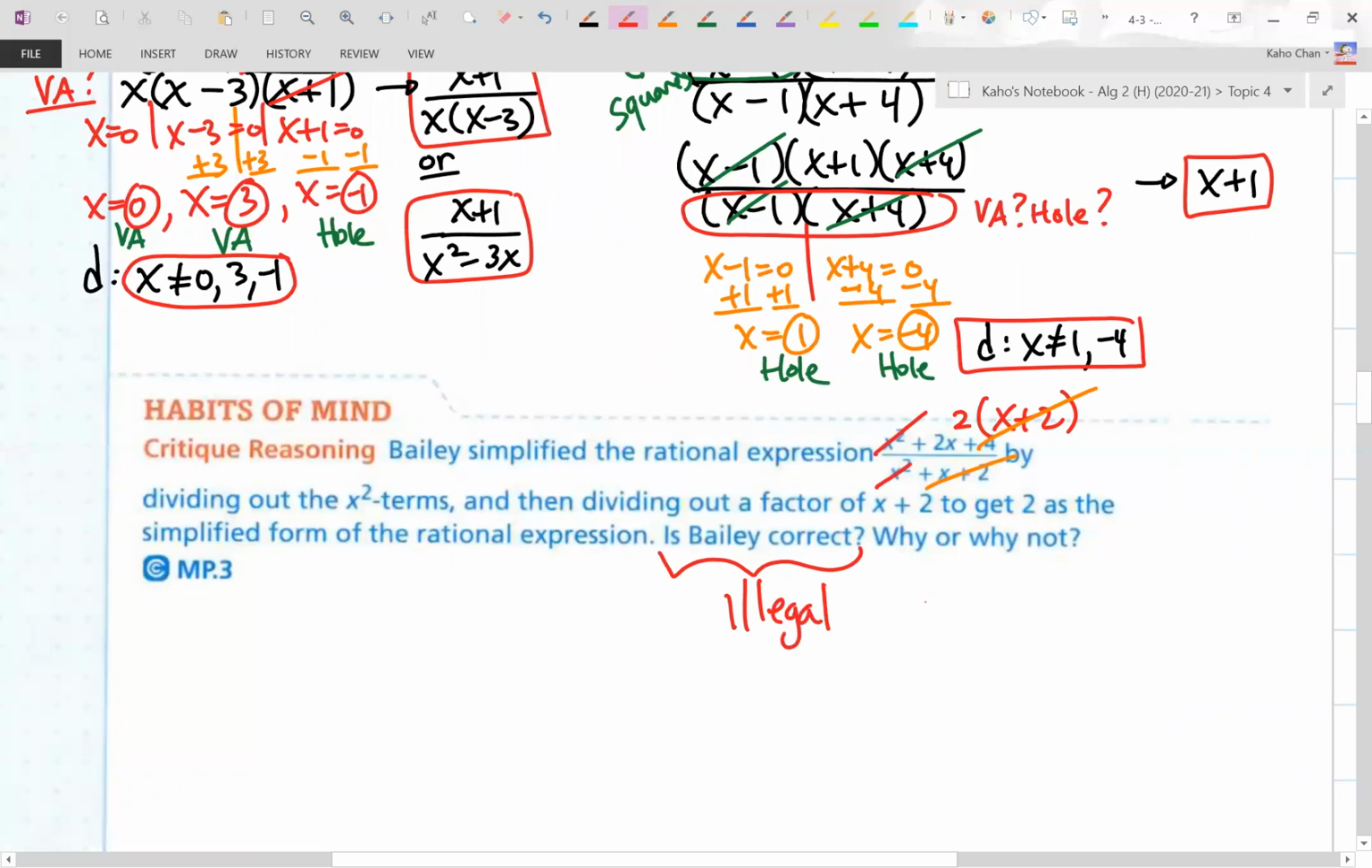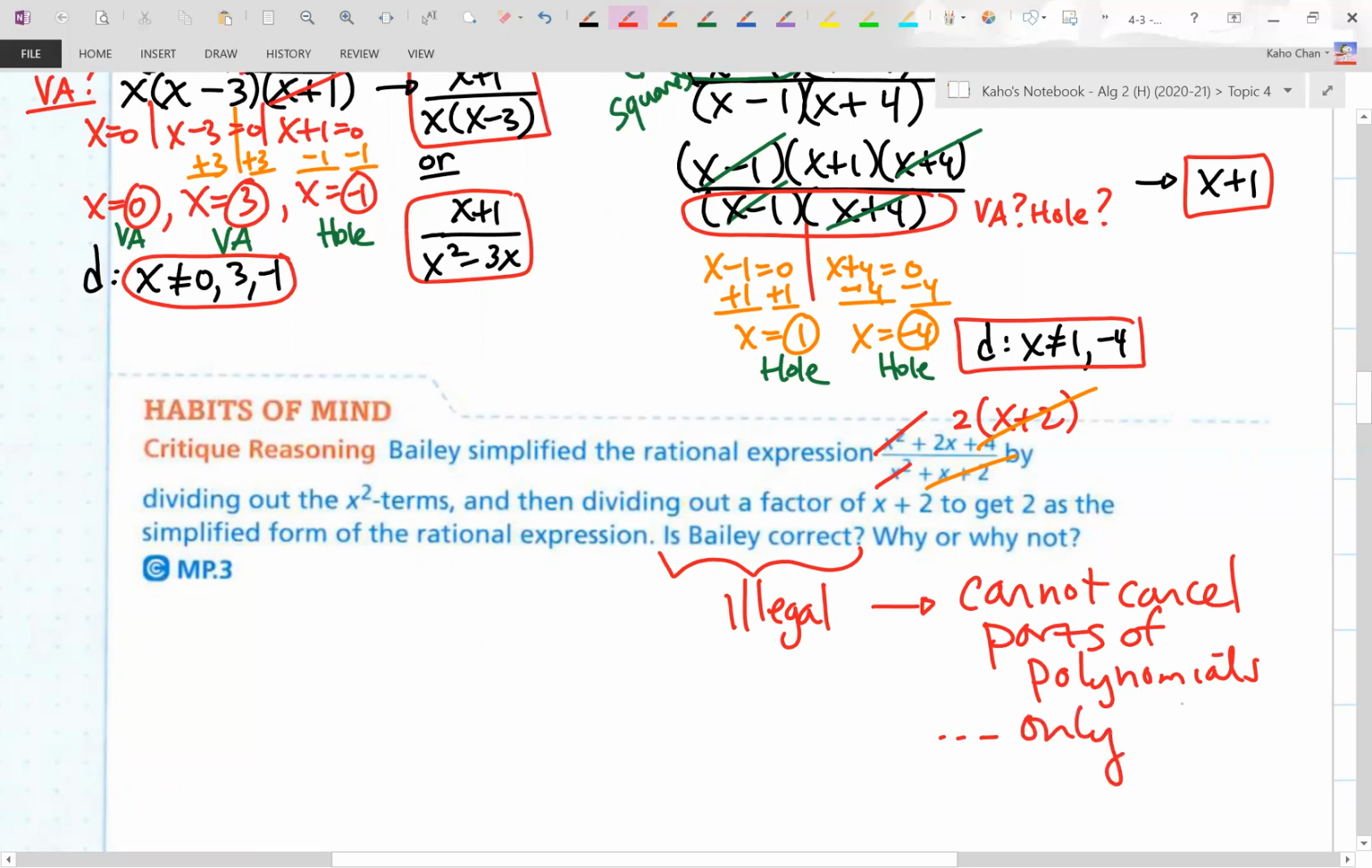You cannot cancel parts of polynomials. Only factors. Factors are separated by multiplication and division, okay? You can't separate pluses and minuses, okay? So this is a great lesson to learn.